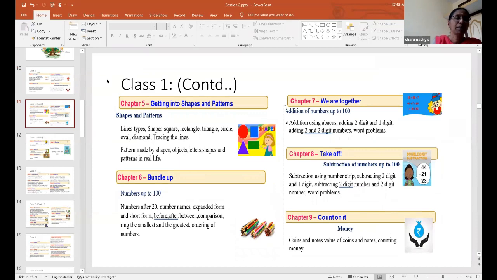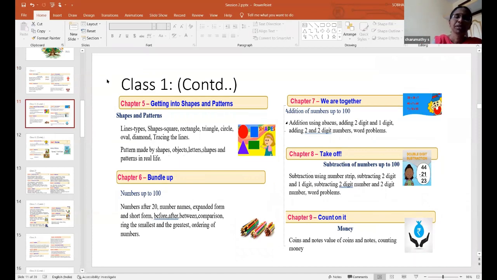And then about patterns, here we restrict only to shapes, objects, and letters. And of course, patterns made in real life using shapes. Here, children are introduced to how patterns are formed.